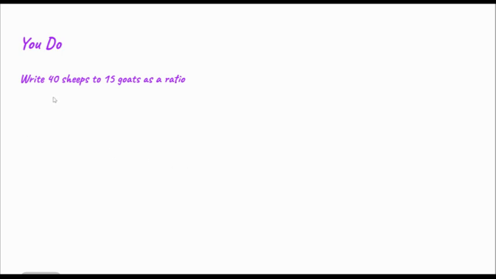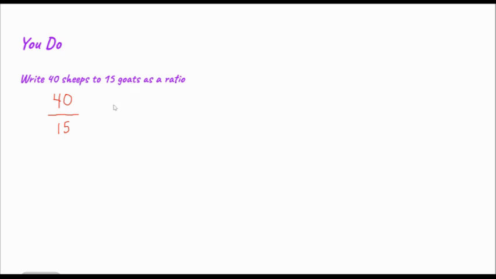All right, go ahead and give this one a shot. 40 to 15. Okay, so for this one, the fraction would be 40 over 15. Now, as a ratio, we're going to go ahead and keep that because it's telling us what we need to understand. It's a 40 sheep to 15 goat ratio.